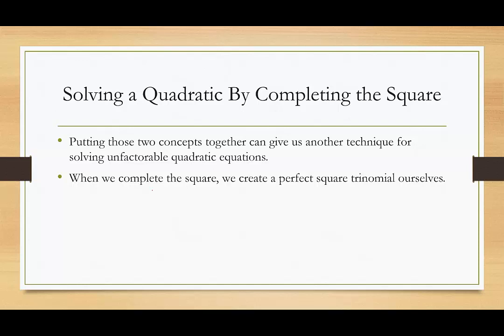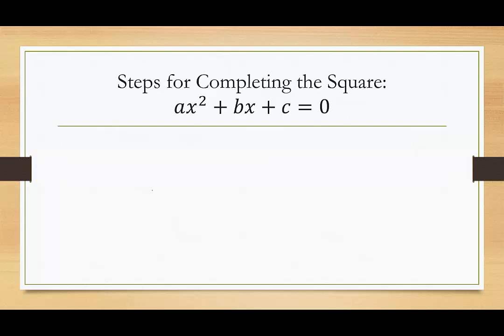When we complete the square, as I said, that's exactly what we're doing. We create a perfect square trinomial ourselves. Here are my suggested steps for solving a quadratic by completing the square. We're given the equation ax squared plus bx plus c is equal to 0. Step 1, isolate the constant. Usually you put the constant on the right-hand side. So what we're going to do with our given equation is subtract c from both sides.